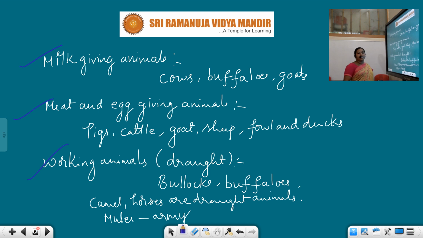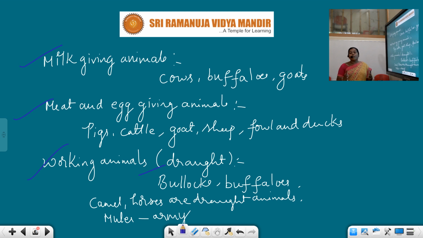Working animals help humans with many activities, like bullocks, buffaloes, camels, horses, or draft animals, mules, army. See, buffaloes and bullocks are used for ploughing. Farmers use this cattle for ploughing the soil and all. And camels and horses can carry weights, and they are useful for transportation also. And mules are used by army soldiers for loads or luggage in hilly regions.